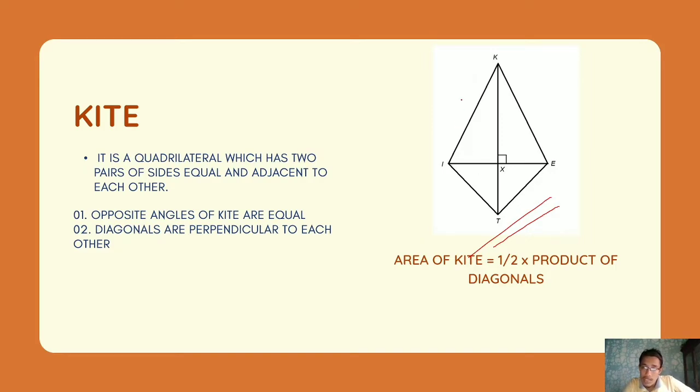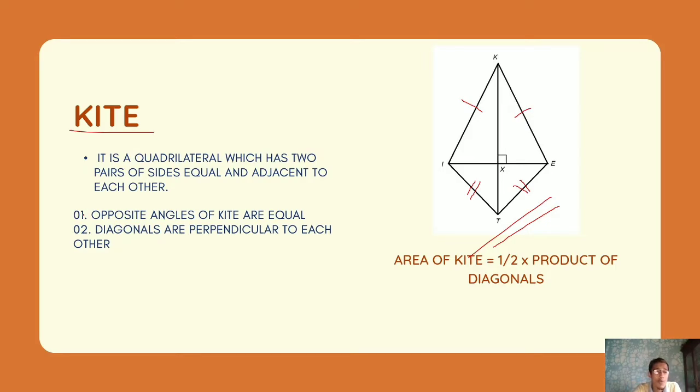So in this quadrilateral, you can see that this side IK and this side KE, these two sides are equal in dimension. These two adjacent sides are equal in dimension, and the remaining two sides, that is IT and TE, these two sides are also equal in dimensions. So in this case, where adjacent sides are equal in dimensions, that particular quadrilateral is called a kite.